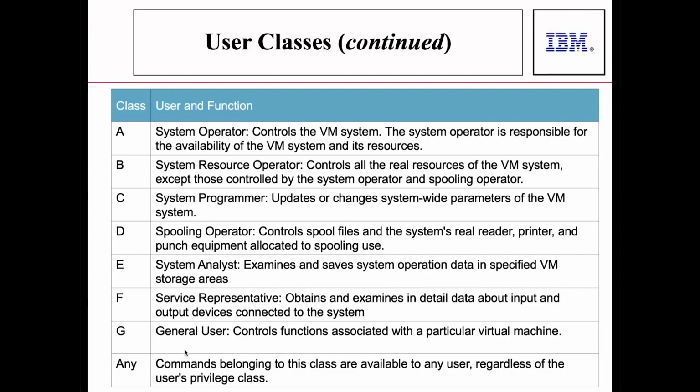Now, typically, a user ID that is a system administrator, like I say, may have any or all of these privilege classes, but they also have Class G, because you really need Class G to run CMS at all. I think even to run Linux, you really need to have those privileges as Class G. So typically you have Class G plus one or more of these other ones, depending on the role you are on the system.